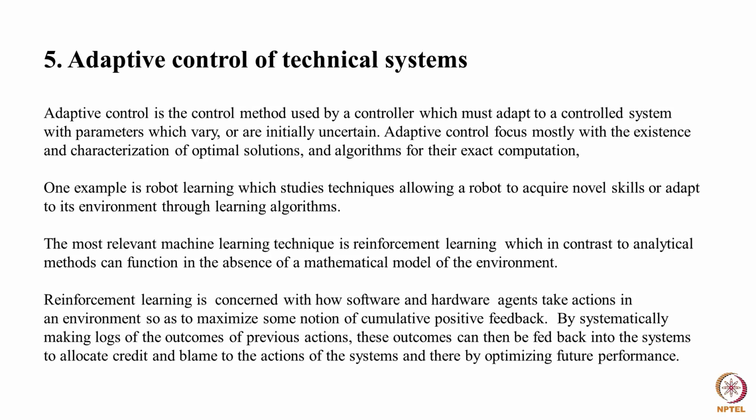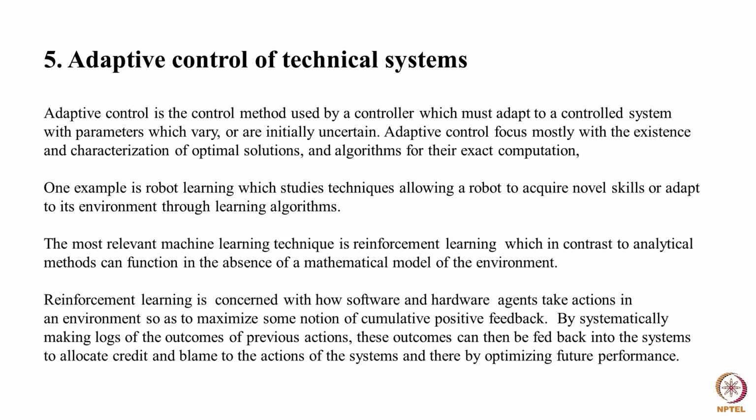Analytic adaptive control methods are of course focused on truly optimal solutions and algorithms for the exact computation of those solutions. What machine learning can contribute with here are methods that can function and create good solutions even if optimality cannot be guaranteed. The most relevant machine learning technique in this context is reinforcement learning, which can function in the absence of a mathematical model. One example of this is robot learning, which studies how, for example, a robot can acquire new skills or adapt to an environment during learning activities.